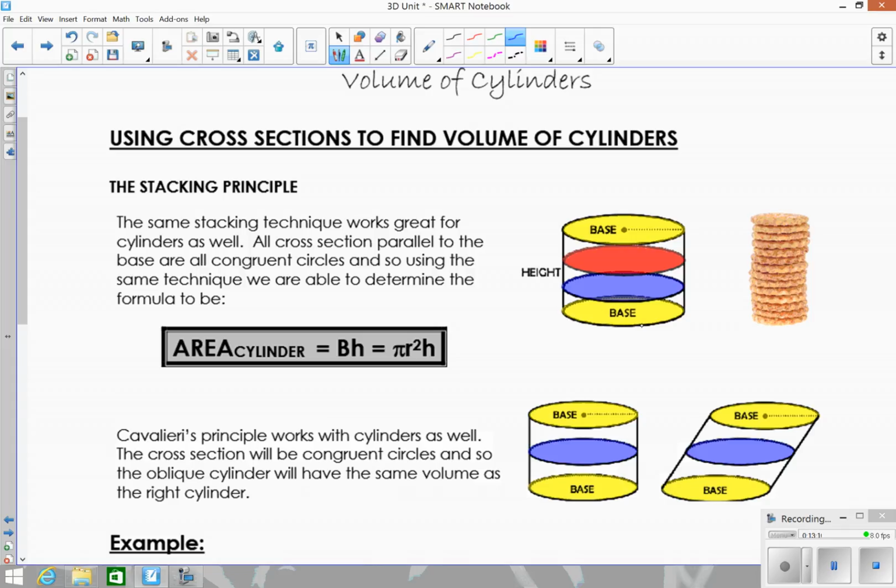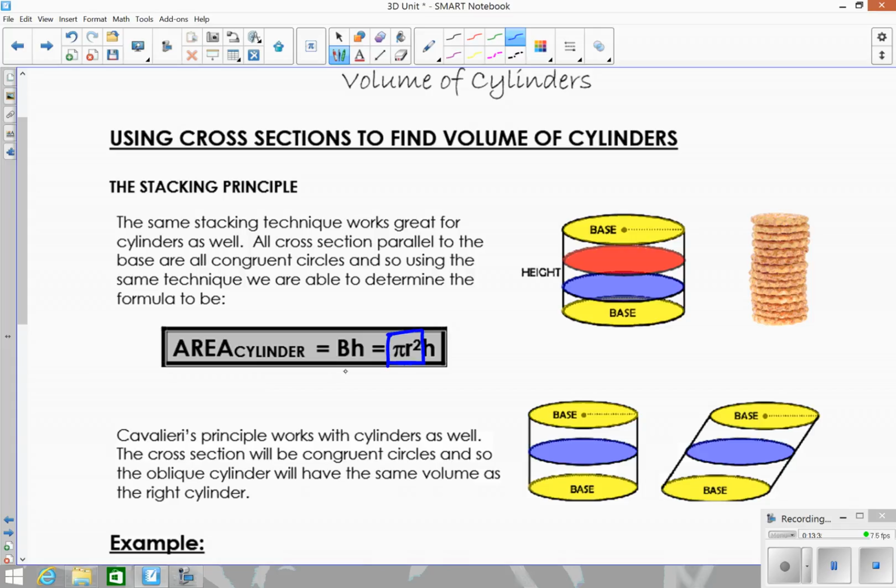It's the area of the base times the height, because you want to say, okay, what's the area of each circle, and then add them up, or the area times the height would tell you the total amount of circles that you have. So it's the big B times H, meaning the area of the base times the height. But the area of the base is a circle, and if you remember, area of a circle is pi r squared. So that's what gets replaced here.